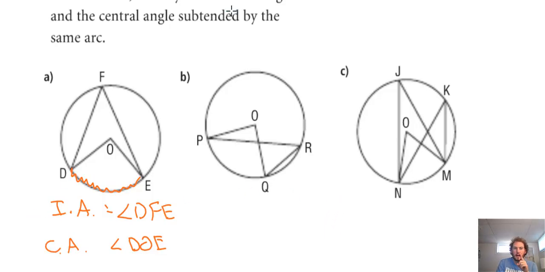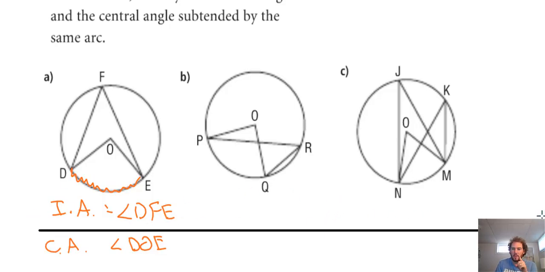So in the next one, same thing, right? Where are my inscribed angles and my central angles? Well, my inscribed angle is at PRQ, and my central angle is at POQ. And again, look, the P's are the same, the Q's are the same, right? Because again, they are both subtended by the arc PQ.